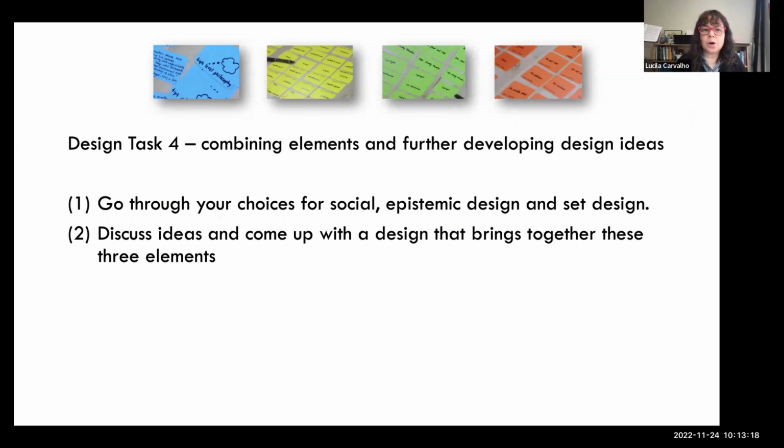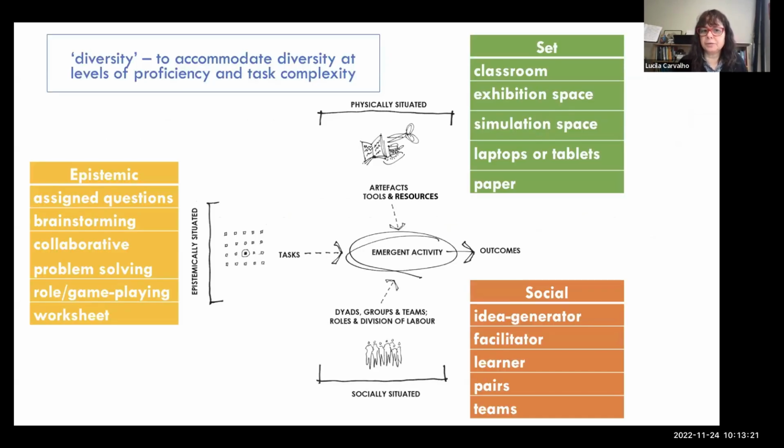And what this group did was decide that diversity in their design should be about accommodating different levels of proficiency, and also different levels of task complexity. These are the terms that they selected. In terms of set design, I have classroom, exhibition space, simulation space, laptops, and paper. In terms of social, they had idea generation, facilitator, learner, pairs, teams, and epistemic were related to assigned questions, brainstorming, collaborative problem solving, role playing, and worksheets.